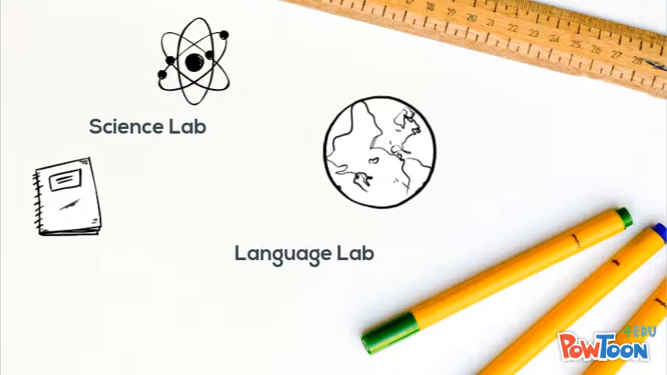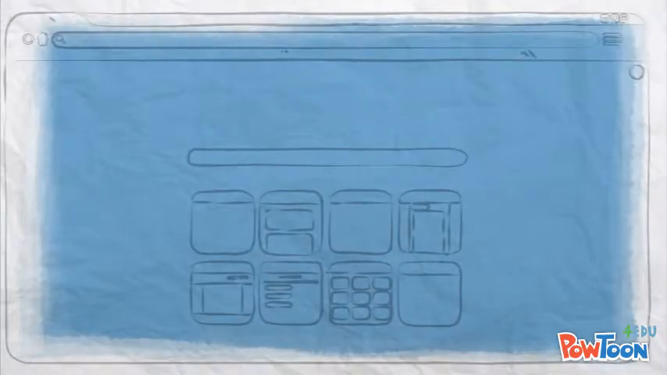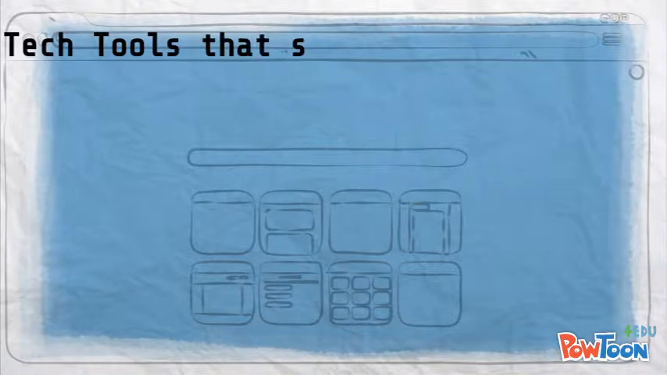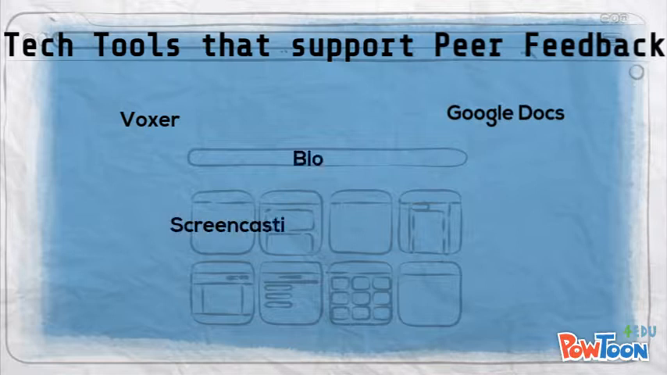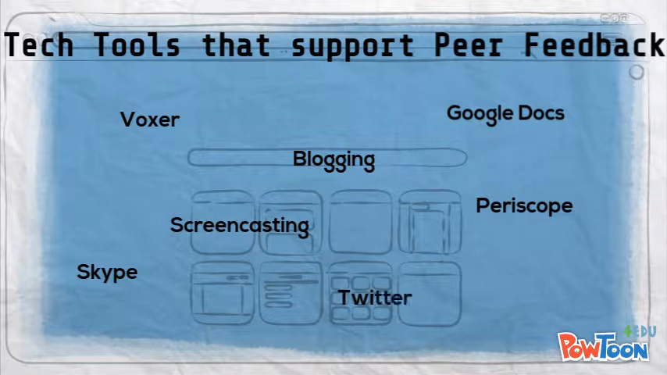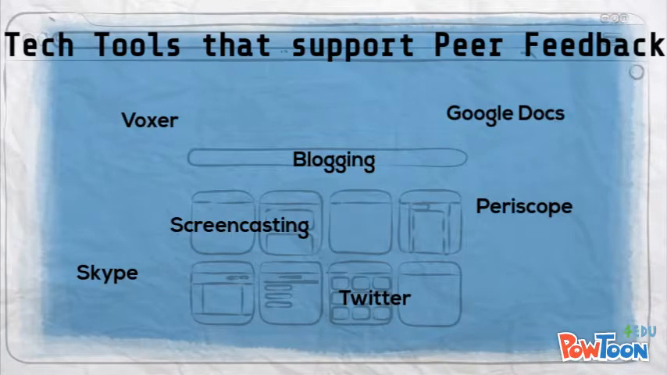There are a number of tech tools that support peer feedback. Among them are Voxer, Google Docs comment and suggesting features, screencasting, blogging, Skype, Periscope, and Twitter. These tools provide a record of the feedback that can be revisited by the person receiving the feedback. They also provide a level of accountability to the teacher and informative data for the teacher.